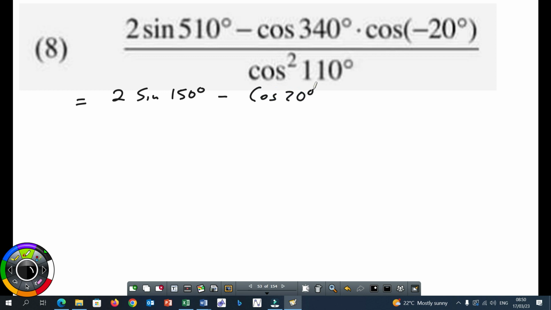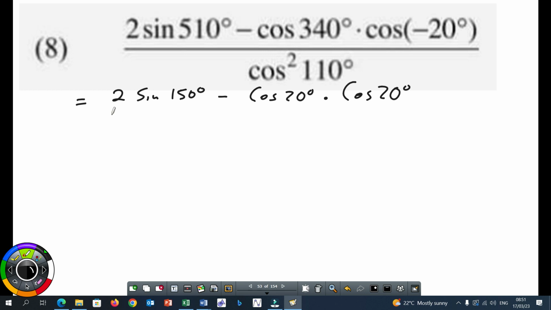340 degrees is in the fourth quadrant. So if you subtract 340 from 360, you get 20 degrees. So you have cos 20, then times cos minus 20, that will give you cos 20 degrees. The cosine of a negative angle is equivalent to the cosine of the positive of that angle.